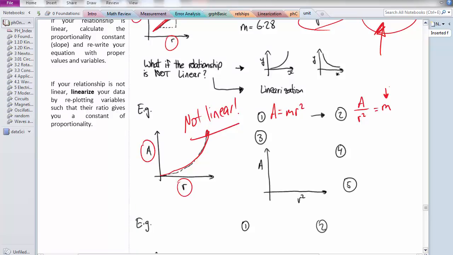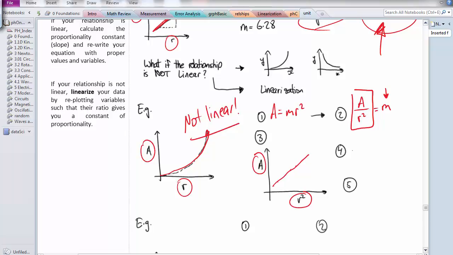The third thing is we need to replot. Because the ratio of a and r squared is constant, if we put a as the y-axis and r squared as the x variable, when we plot these new values, we'll get a straight line, which we are now able to get the slope from.